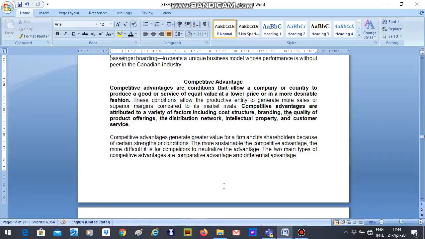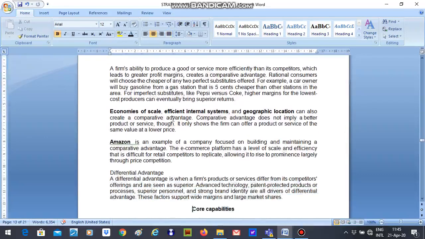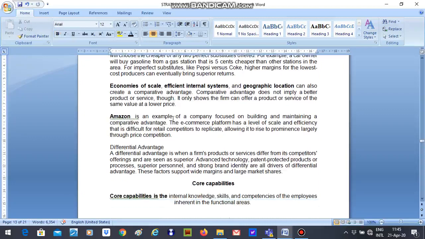And then I would scroll down to go to competitive advantages. Competitive advantage is being ahead of your competitor, always being ahead, not at par, not below, but being ahead. And at any time that you are ahead, then you are at the advantage. So competitive advantages are conditions that allow a company or a country to produce a good or a service of equal value at a lower price in a more desirable fashion. And I want you to take note of these highlighted ones, bolded ones. It says competitive advantages are attributed to a variety of factors, including structure, branding, quality of products, offerings, distribution network, and so on. All these are competitive advantages when you are ahead of your competitor, when you are able to do more than your competitor, when people can use a particular brand or name or anything at all to make them choose you rather than your competitor.